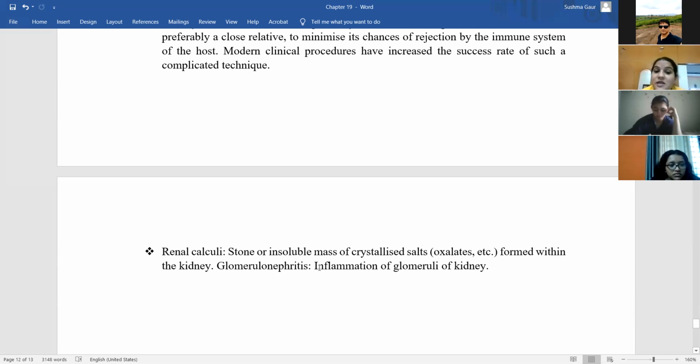And the second is glomerulonephritis. It is inflammation of glomeruli of kidney. So if there is an infection in the kidney, then the glomerular portion of the kidney gets inflamed. It is known as glomerulonephritis. Our chapter is finished.